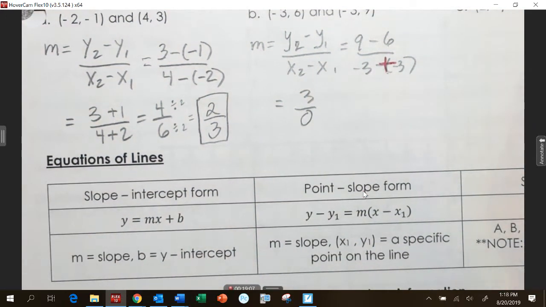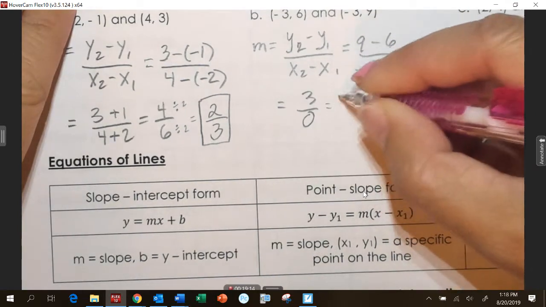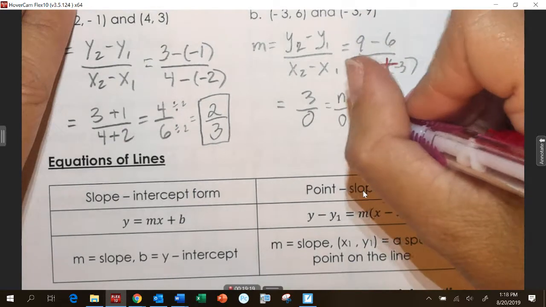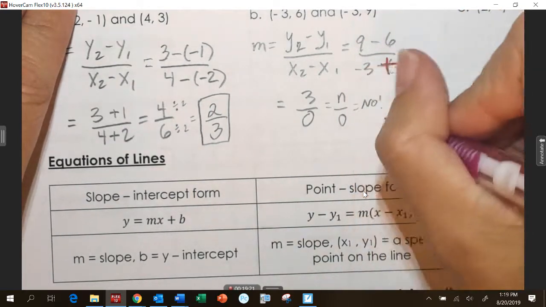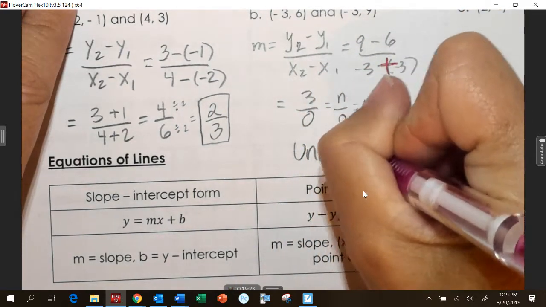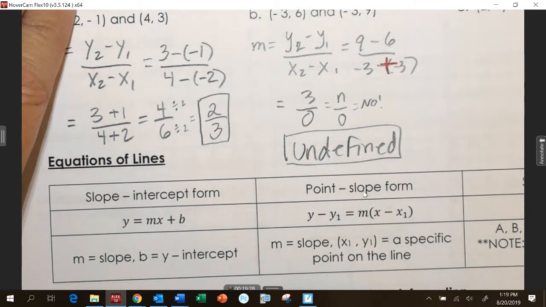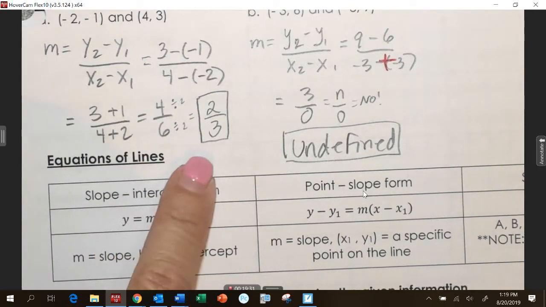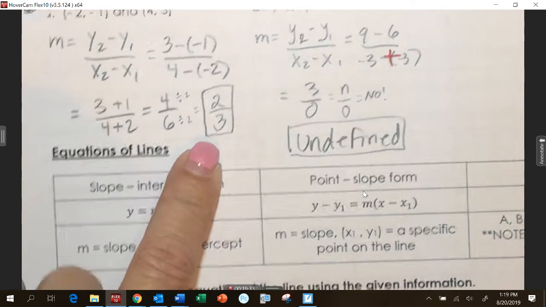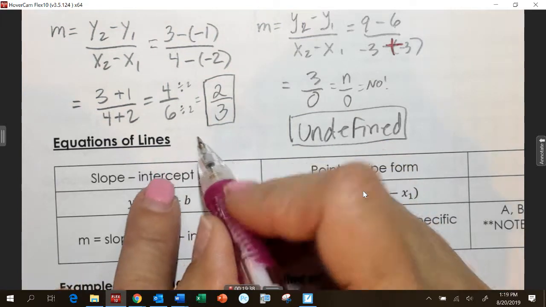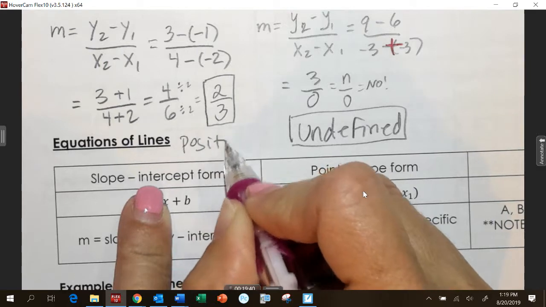Oh, I forgot to classify the first one. I'll go back and do it. What is a number over 0? No. What does no mean? Undefined. That is my slope. That is also my classification. Let me go back to this one I forgot to classify. What's 2/3 classify as? Positive, negative? Okay, positive. Good.